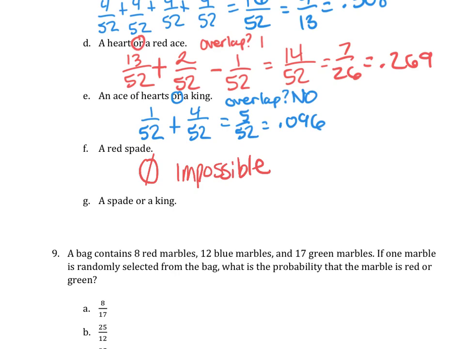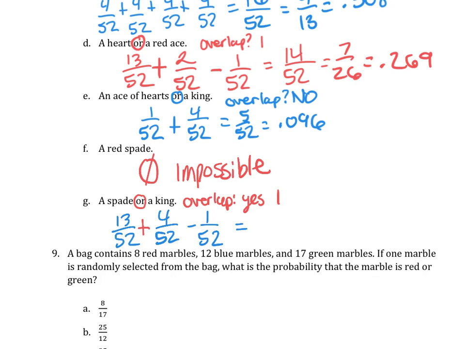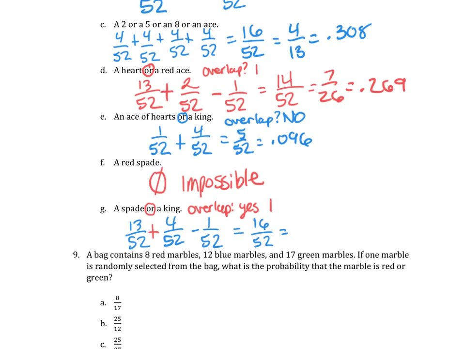And then G, a spade or a king. So or, again, addition. So we need to check if there's overlap. The king of spades overlaps. So we do our spades first. There's 13 of them. And then we have 4 kings, and then we minus the overlap of that king of spades. That would give us 16 over 52. Should be 4 over 13, or 0.308.